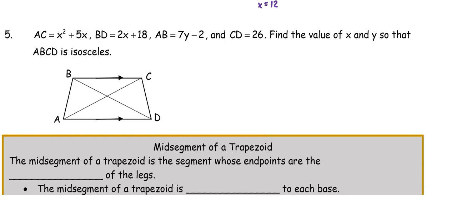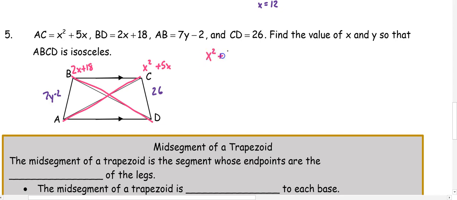Number 5, AC, so the entire length of A to C is x squared plus 5x. BD is 2x plus 18. And then our legs, which are AB, is 7y minus 2, and CD is 26. So to solve for x, we know that our diagonals are congruent. So we would have x squared plus 5x is equal to 2x plus 18. And we know this is true because ABCD is isosceles. So it also means these legs are congruent.